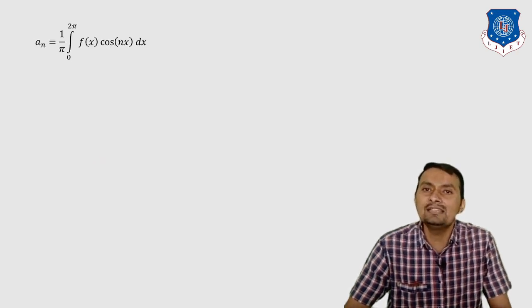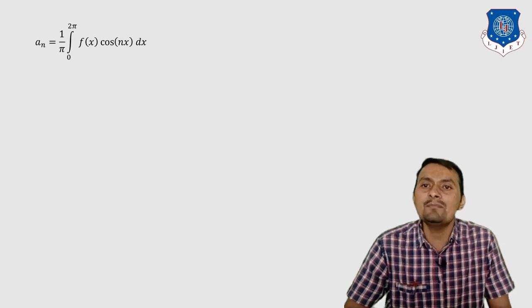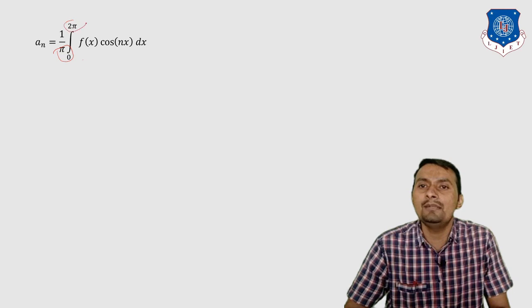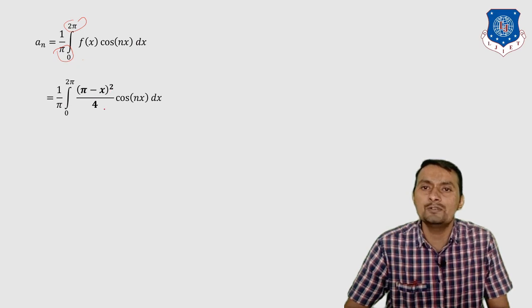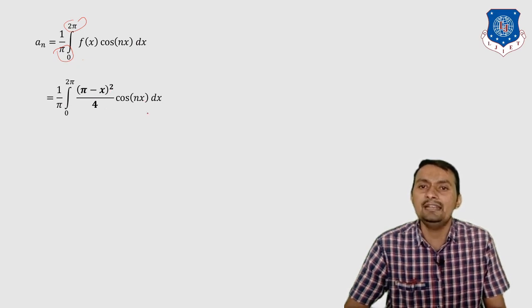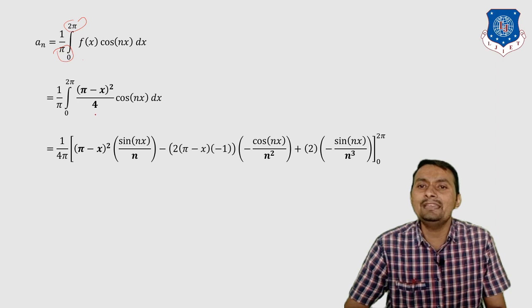Now let's have a look at the other one, an. 1 divided by L, but L is nothing but pi. Lower limit is 0, upper limit is 2 pi. f of x cos nx dx. But the function is (pi minus x) whole square divided by 4 times cos nx dx. When you apply the Leibniz rule for the integration, the 4 I just take outside, and this is our u, and this is going to be v.